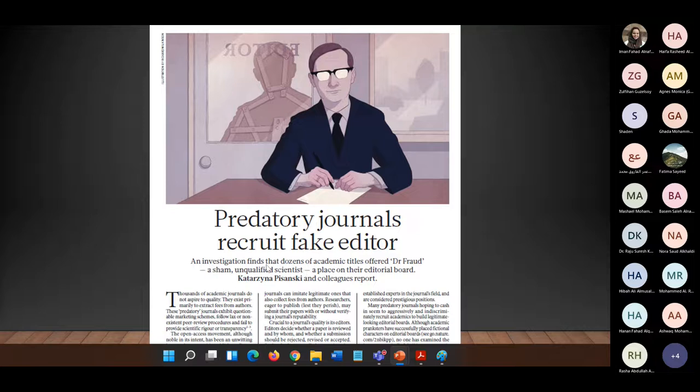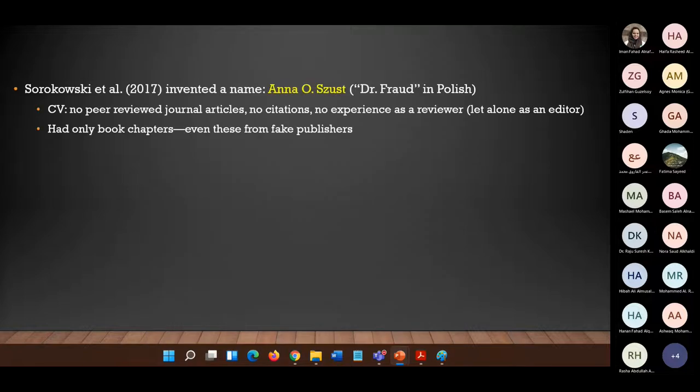An investigation finds that dozens of academic titles offered Dr. Fraud, a sham unqualified scientist, a place on their editorial board. So these authors ask this question: how difficult is it to get into the editorial board of these journals? What they did was create a fake person called Anna Suze, which stands for Dr. Fraud in Polish. And they created a fake CV. In that fake CV, that person doesn't even have any peer-reviewed article or citations or experience as a reviewer, let alone an editor. So they wanted to see whether this person would be accepted as an editor in these journals.